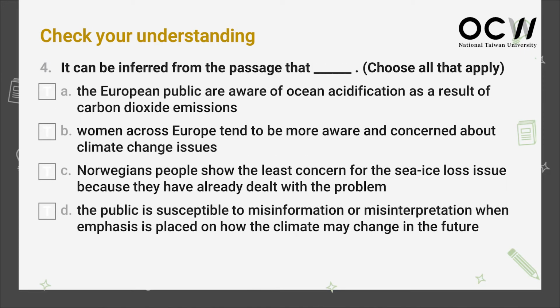Based on our discussions above, what can you infer from the passage? You can see 4 different options on the screen. Choose the ones that apply. We can see that options 2 and 4 are messages that we can infer from the passage.